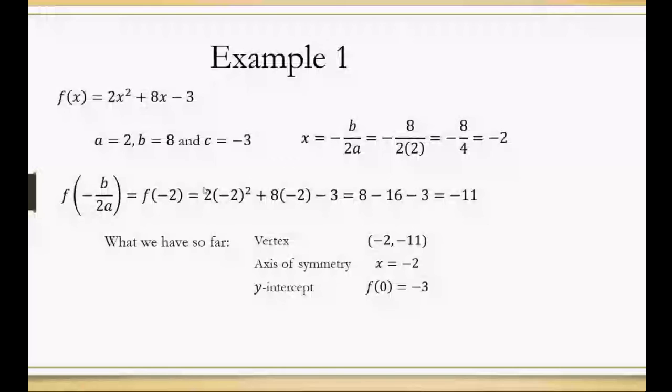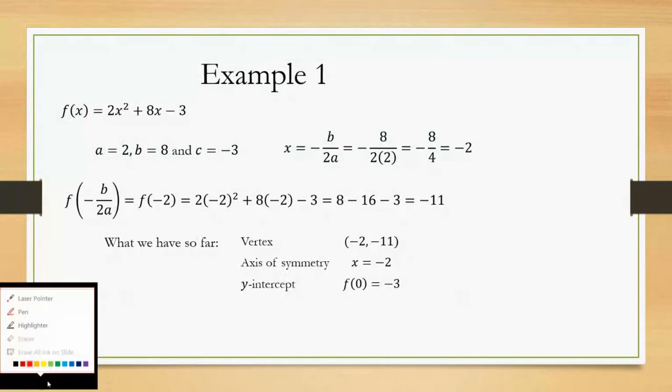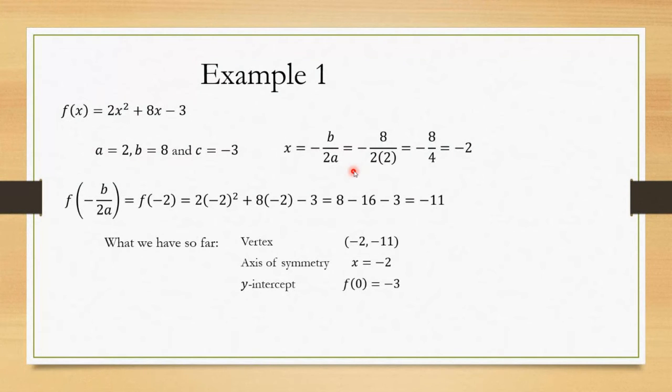Okay, here we go. So here we're doing that, and we get negative b over 2 times a. As you can see, we're going to have negative 8 over 2 times 2. That's negative 8 over 4, which is negative 2. So we know x is negative 2. That's the x coordinate of the vertex. And the vertical line, the axis of symmetry, is x equals negative 2.